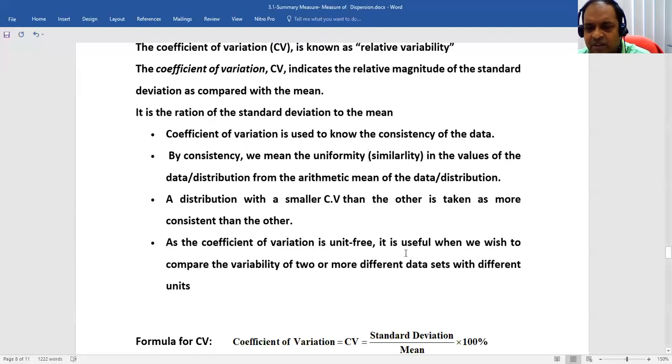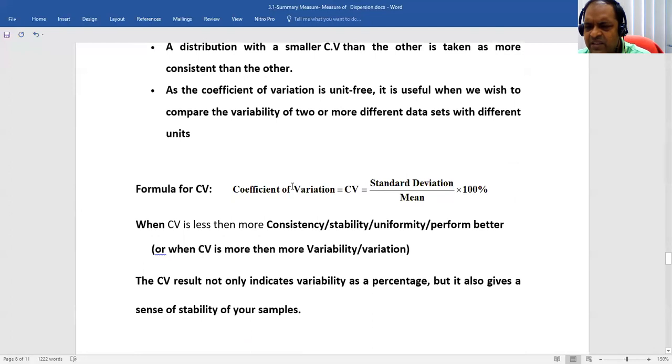So the measure of coefficient of variation, CV, is very important. Let's see the formula, a very simple formula. The coefficient of variation, denoted by CV, is the standard deviation divided by the mean, multiplied by 100, and you will get it. Because it is denoted by percentage, you will get the CV.